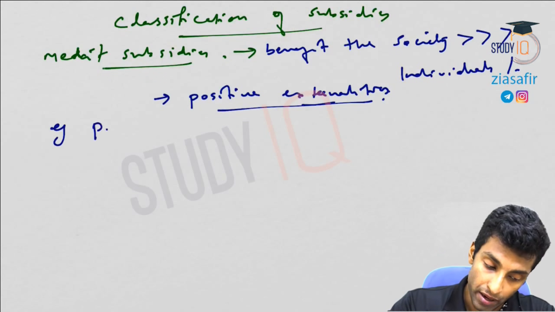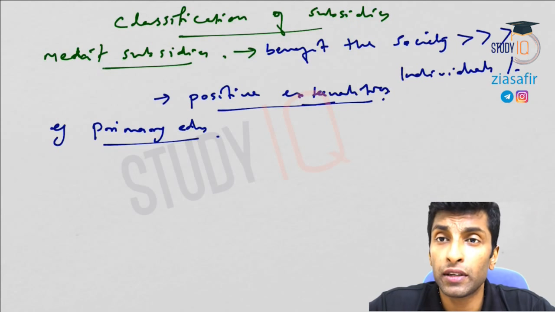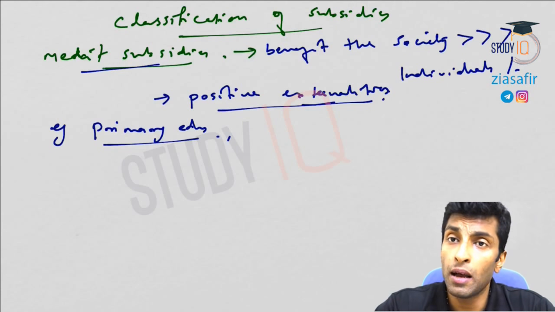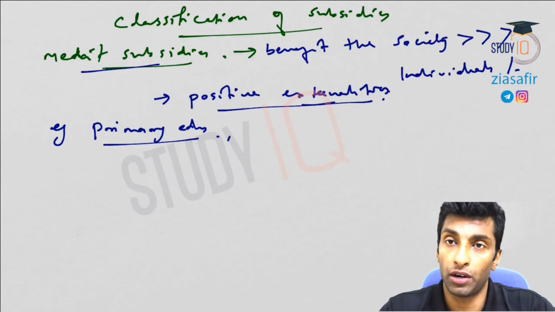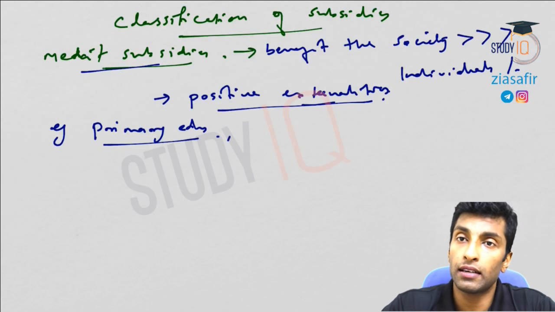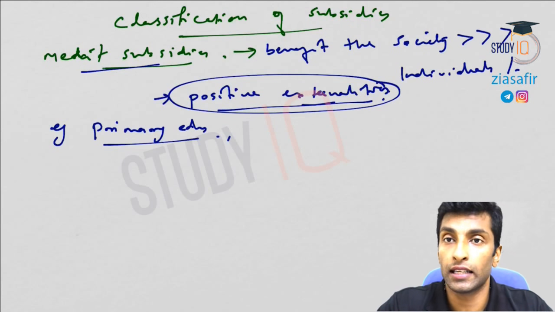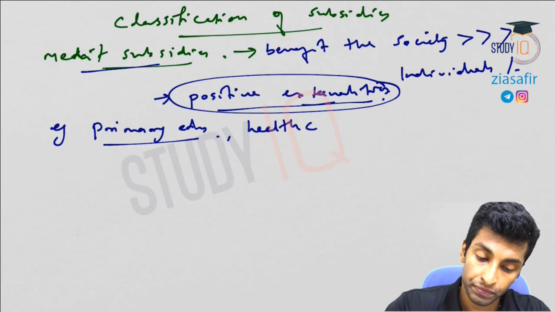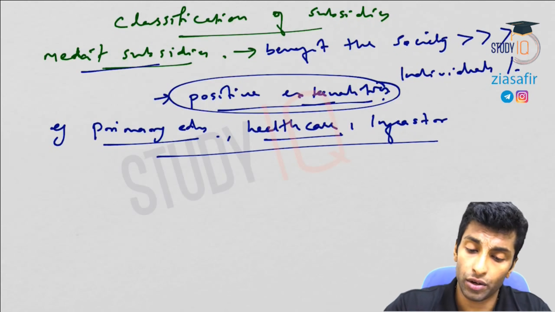For example, primary education. See here, a child benefits, which means society as a whole also will benefit, right? So primary education is considered a merit subsidy, but higher education is not the case, as an individual benefits. That is why we make primary education compulsory but not higher education. Primary education benefits the society, and the individual obviously, but with significant positive externalities. Basic health care and infrastructure are also merit subsidies.